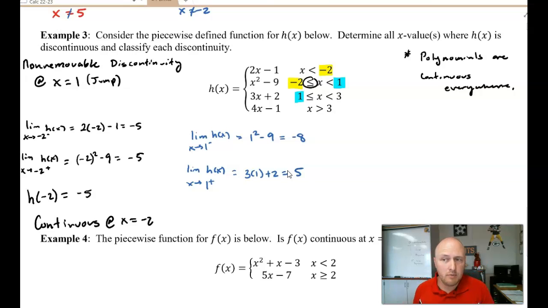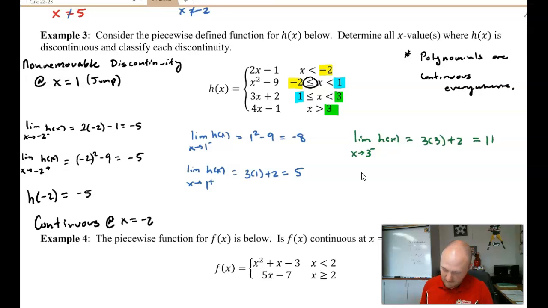We looked at 1. We still have one more to go, and that is at 3. So I have to check this piece. Is the limit of h of x as x approaches 3 from the left... Again, all of these are polynomials, continuous everywhere. All I want to do is make sure, do they connect? So 3x plus 2, 3 times 3 plus 2, that's 11.